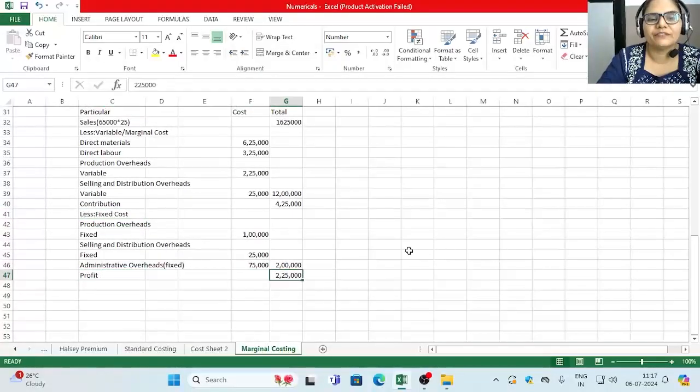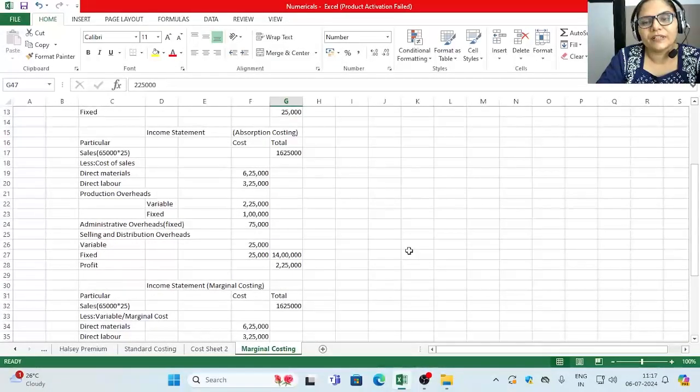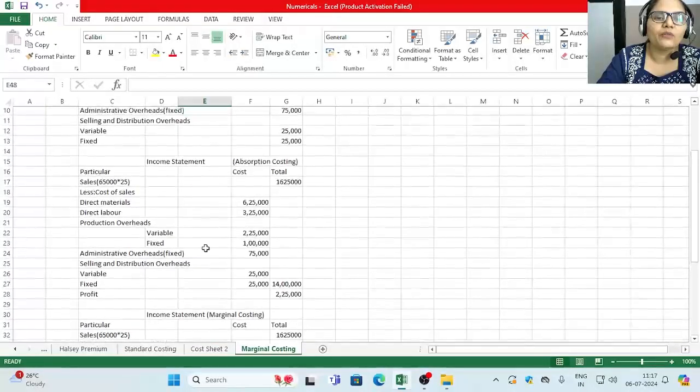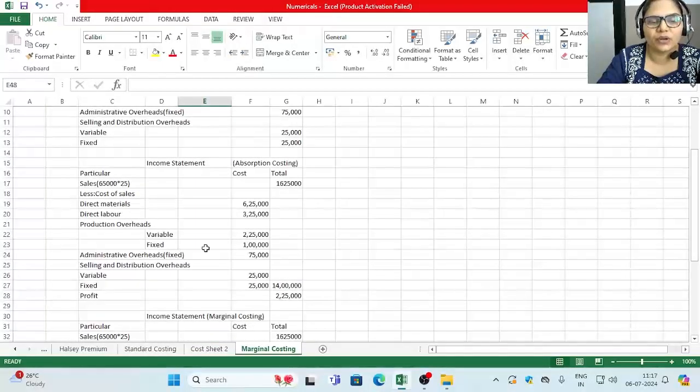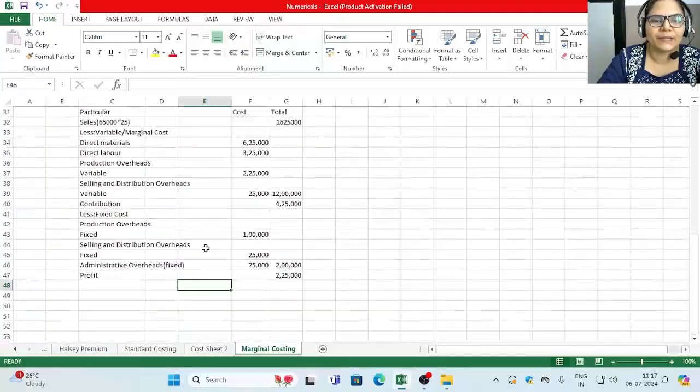That is 2,25,000. Now you can see the profit under absorption costing and profit under marginal costing is the same. Why is it so? Because there is no mention of opening stock and closing stock in this particular question. So that's why both profits are the same.